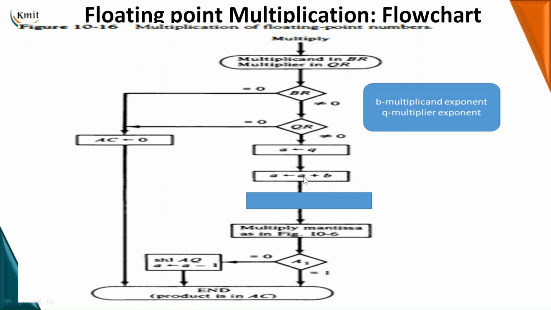Now small a contains the exponent of the multiplicand, whereas small b contains the exponent of the multiplier. Now you can perform an addition operation using a parallel adder on the two exponents. The reason we are transferring it from small q to a is that there is no parallel adder present between q and b in your hardware. So we transfer the contents of small q into small a and then perform an addition of the exponents a plus b using a parallel adder.